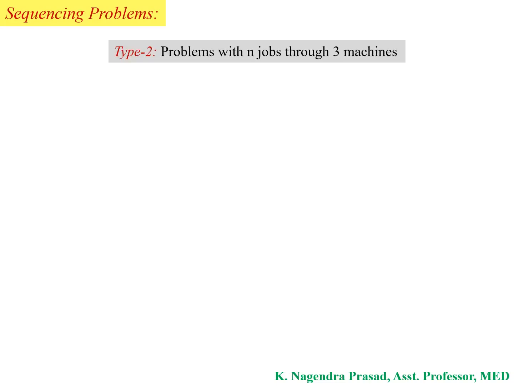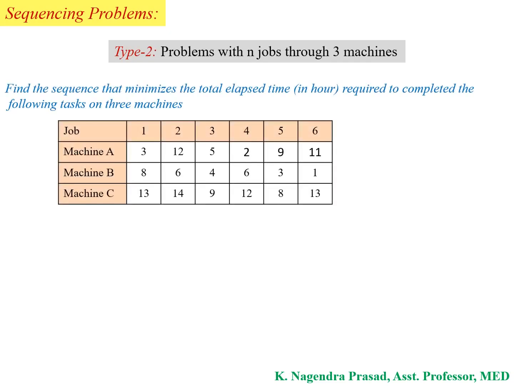Hello everyone. Today I am going to discuss the sequencing problem with n jobs through 3 machines. I will explain it with one example problem. In the problem, 3 machines are given, that is machine A, machine B and machine C, and 6 jobs with processing times with respect to the machines are given.